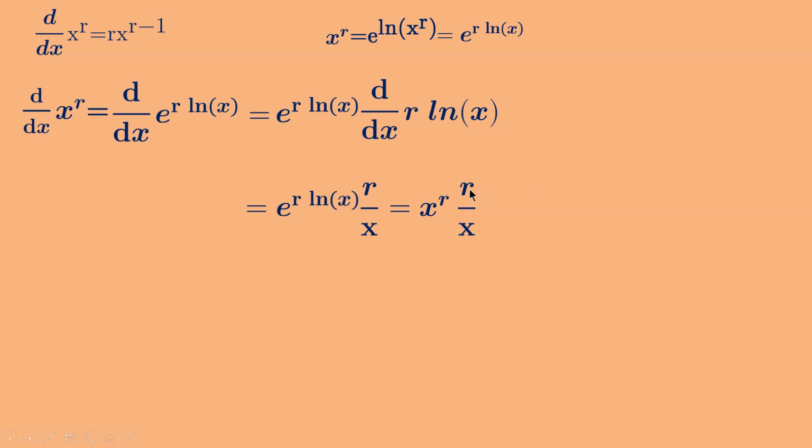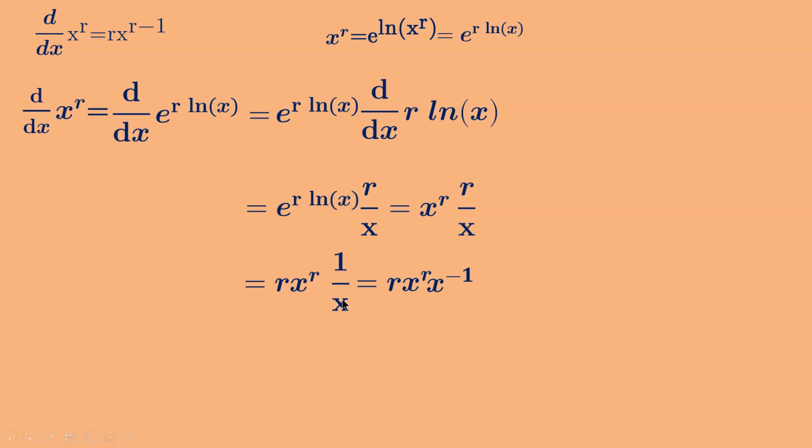Next, notice that there's a big r over the x. I can place that out front in front of the x to the r. So it's going to look like the following: r outside and then x to the r times 1 over x. So next I'm going to have r times x to the r times x to the negative first.